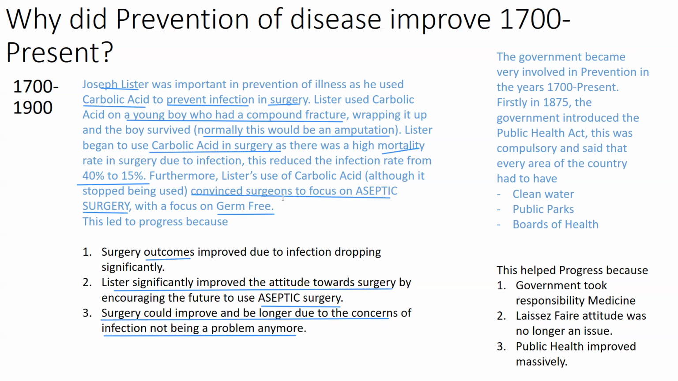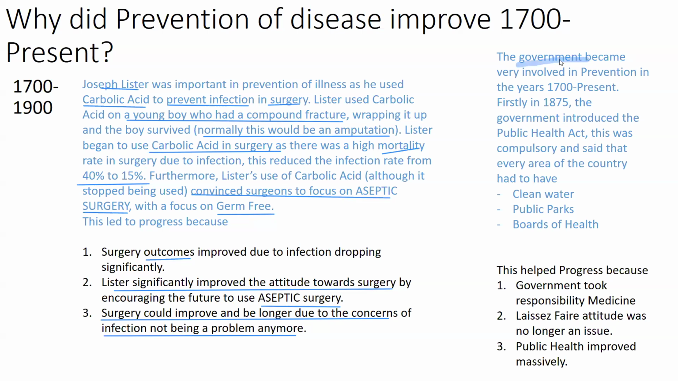Remember, aseptic surgery meant clean gowns, washed equipment, changing masks and gloves, whereas before that, people were wearing bloody gloves and bloody gowns because it showed experience, and there wasn't an attitude of cleanliness. So Lister, really important to the concept of prevention.